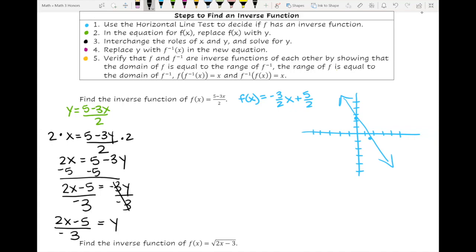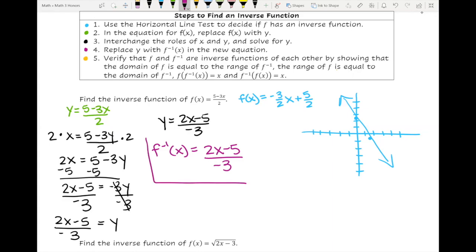Now this has everything equal to y, and the y is on the right side of the equation. You could put the y on the left side, it's the same thing. And my next step is to replace y with f inverse of x on the new equation. So I now have f inverse of x instead of y equals 2x minus 5 all over -3.